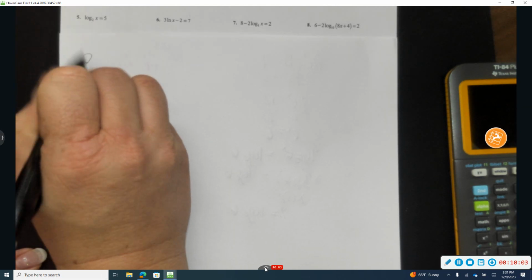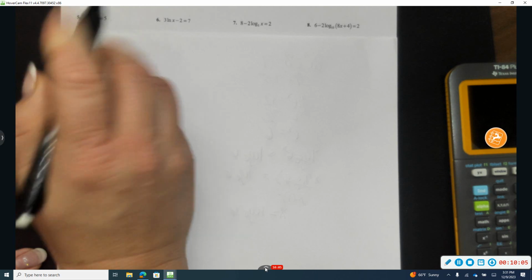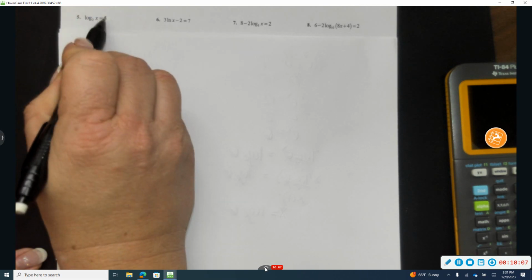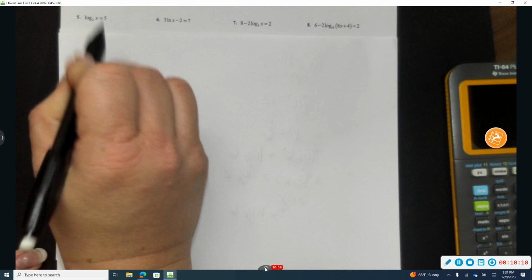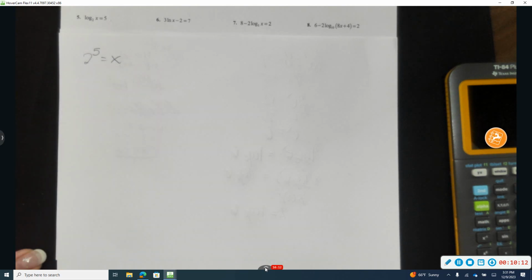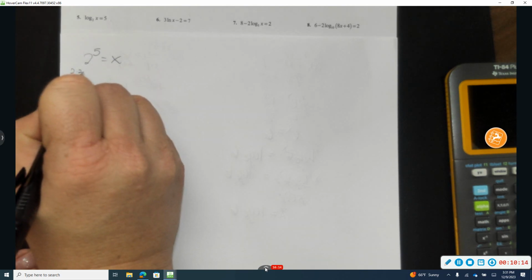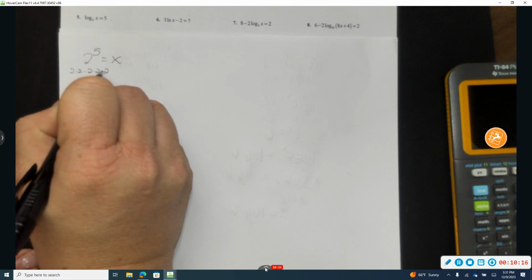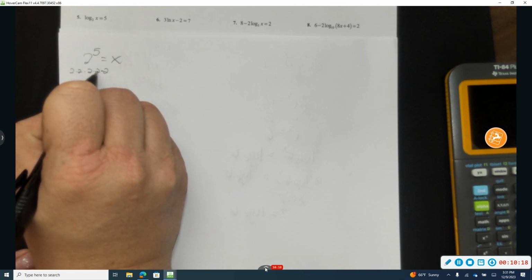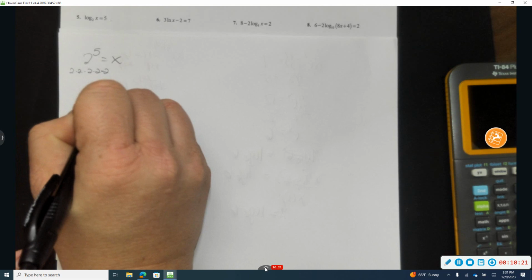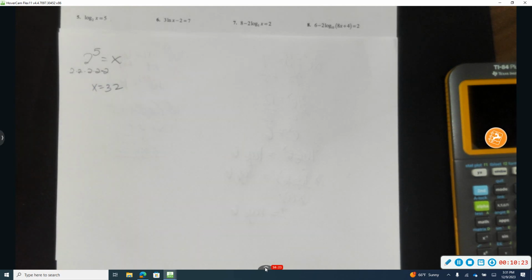I take the base, I raise it to the value on the opposite side of the equal sign. In this case, it's 5. And I go right back to the left, equals x. 2 to the 5th is not 10. It means 2 times itself 5 times. So 2 times 2 is 4, times 2 is 8, 16, 32. X equals 32. X equals 32 would be the correct answer for number 5.